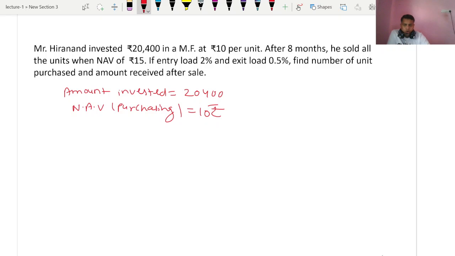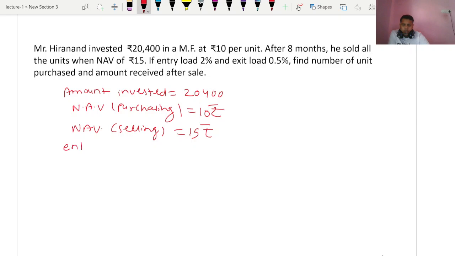After 8 months, he sold all the units. The net asset value of rupees 15. So net asset value while selling was 15 rupees. If entry load is 2% and exit load is 0.5%, find the number of units purchased and amount received after sale. Fine.